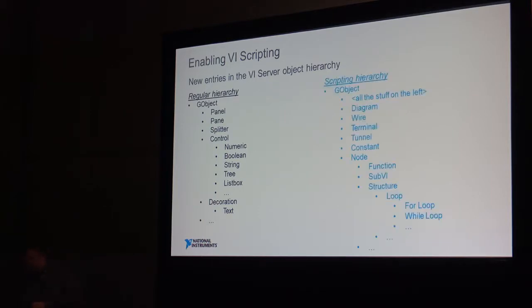When you turn on scripting, you still have all that stuff you see on the left, but now we've opened up a ton of classes that you see on the right. Now you can access diagram, wire, terminal, node, function, structure, and the hierarchy goes down from there. So in addition to the stuff on the previous slide that scripting turns on, it also turns on all of those different classes that you can see in the VI Server object hierarchy.